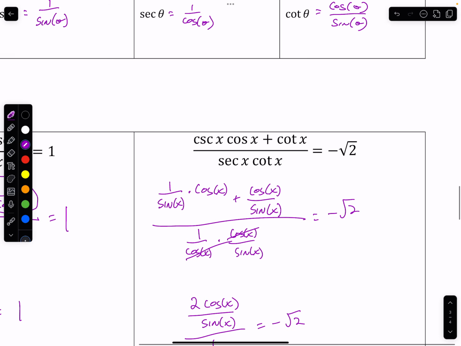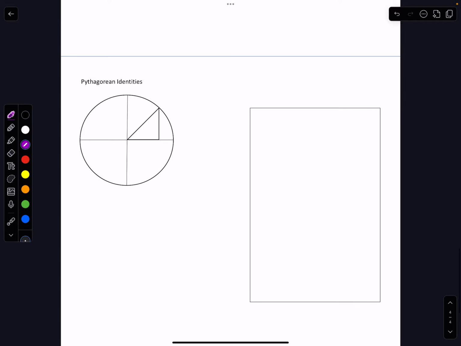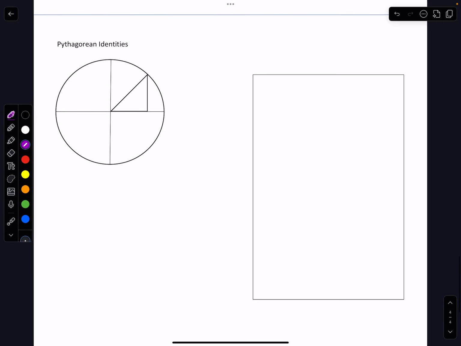I think it's probably the same restrictions. Yeah, it's the same directions. All right? And then we have our Pythagorean identities. I'm going to ask you to look these up to finish your homework.